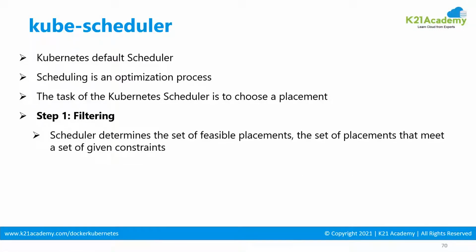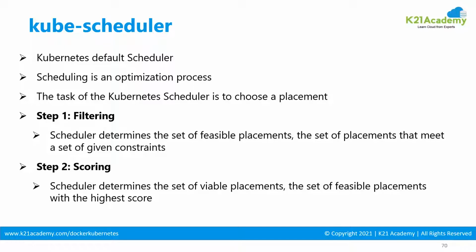The scheduler determines the set of feasible placements, the set of placements that meet a set of given constraints. Somebody says that, look, this particular pod is not allowed, or this particular worker node is now not in scheduling mode. It has been drained, it has been cordoned off. Please don't use it. That is one thing. Another one is unhealthy, then it will also be removed. That is nothing but filtering out. And the second one is scoring, scaling or weighing. Scoring is nothing but what I was trying to tell you.